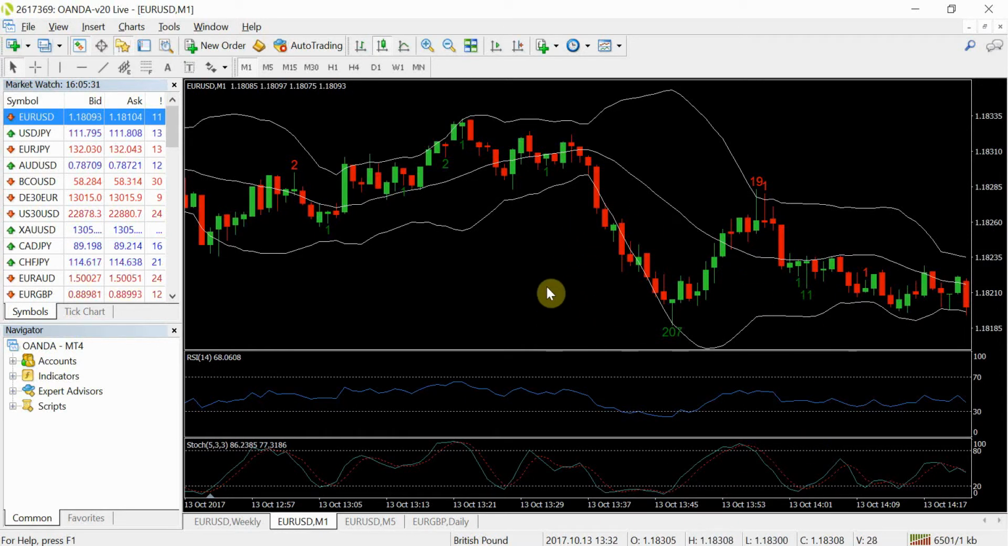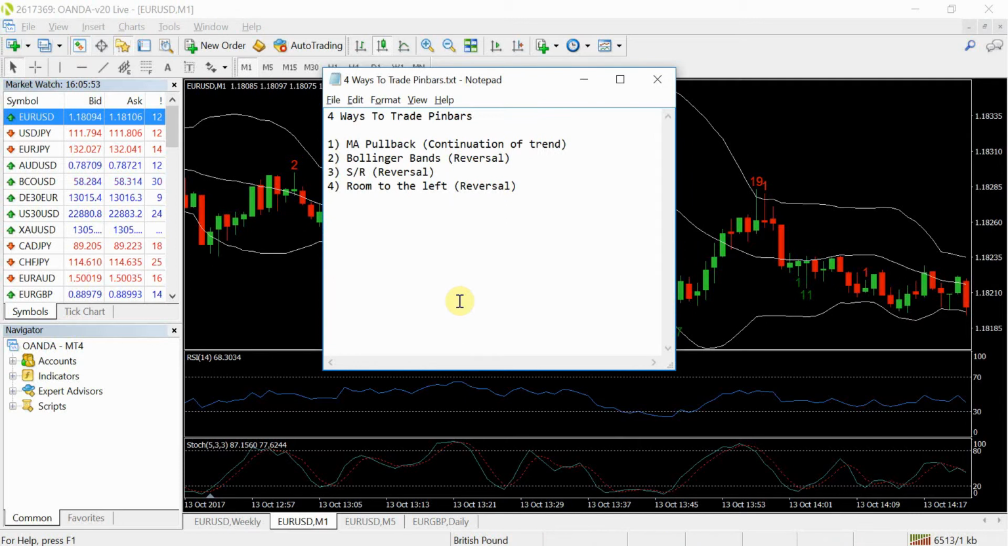So that's an example of how you can trade Bollinger Bands with pin bars, using confluence factors such as the RSI and stochastics to really get your confidence levels up of taking this trade.